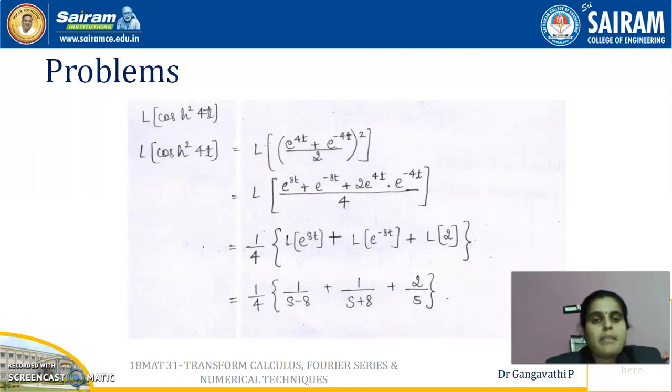So let us take another example. The Laplace transform of cos hyperbolic square 4t. So first let us expand the cos hyperbolic function, and then you can take a square of that. What is the cos hyperbolic function in terms of an exponential? The cos hyperbolic at is e to the power of at plus e to the power of minus at divided by 2. So in place of a we have got 4. So on expanding the cos hyperbolic function in terms of an exponential, we get e to the power of 4t plus e to the power of minus 4t divided by 2.